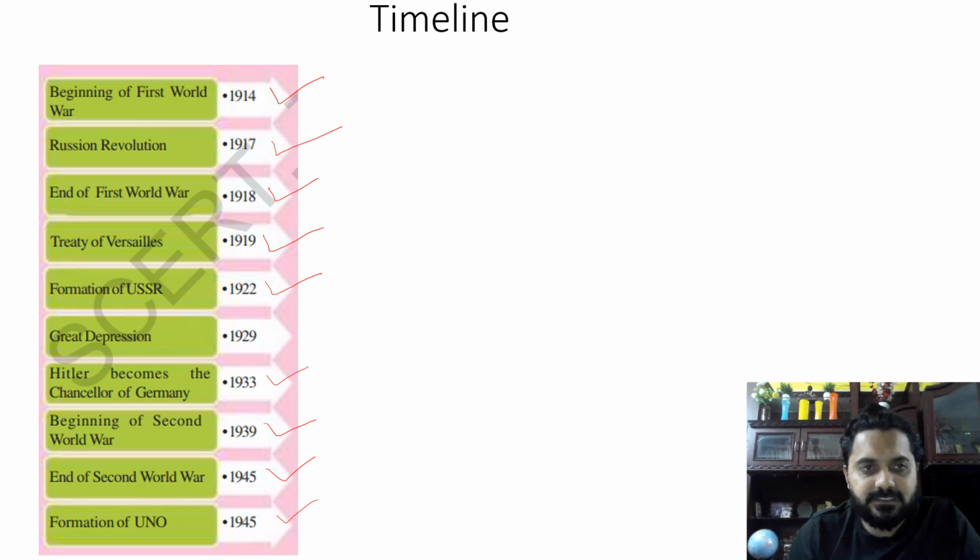The basic ones that you need to remember here from the examination point of view are the beginning of the First World War, Russian Revolution, the end of the First World War, Treaty of Versailles, Great Depression, beginning of the Second World War, end of the Second World War, and the formation of UN. As we go deeper into the chapter, we will be covering all these topics in detail.